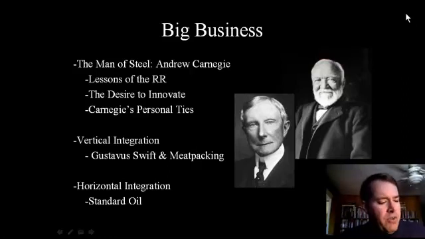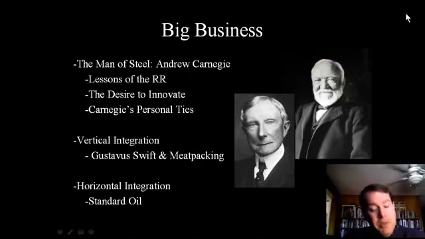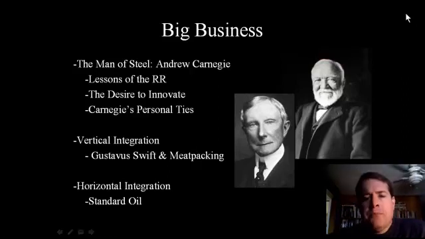A contemporary of Carnegie was Gustavus Swift. How many of you have eaten anything like Swift meats? Swift had a competitor, a fellow by the name of Hormel, who would follow in Swift's footsteps in terms of how he ran his business. Now, what is Swift's contribution to modern industry? Swift is at the forefront of what is known as vertical integration.